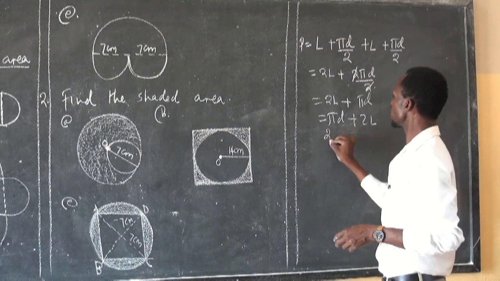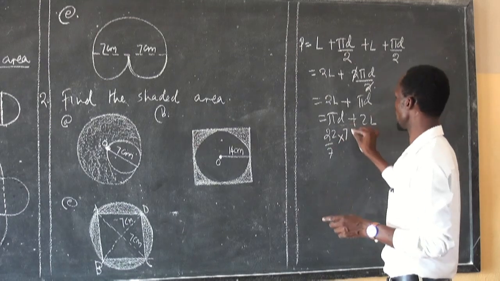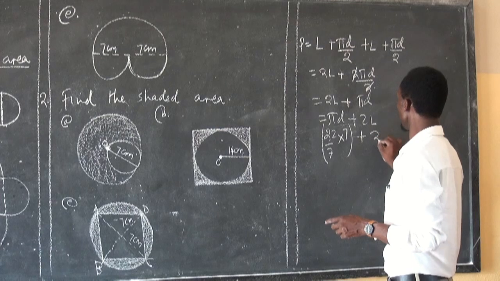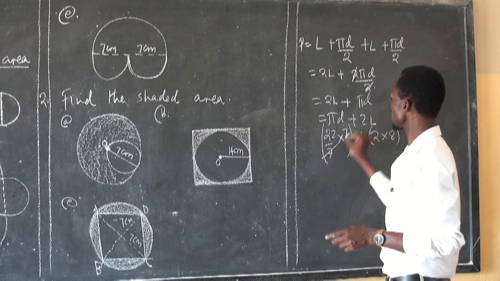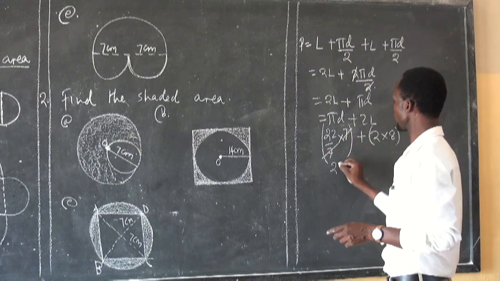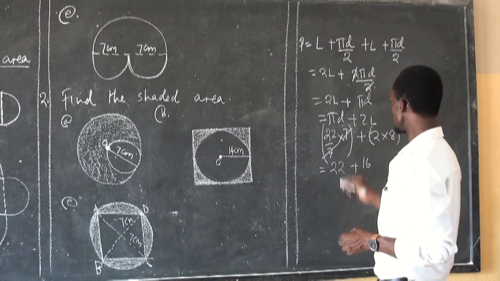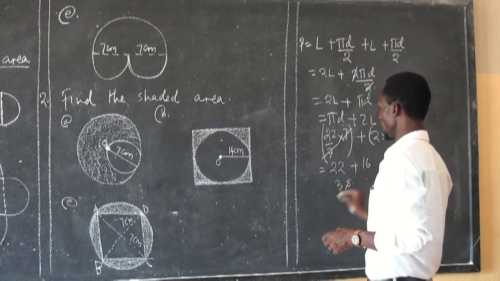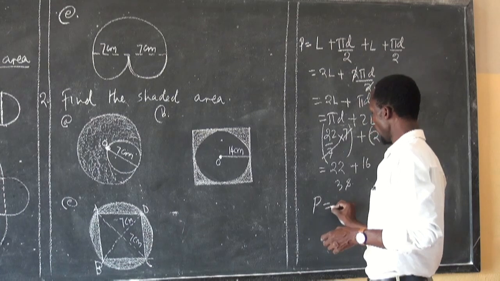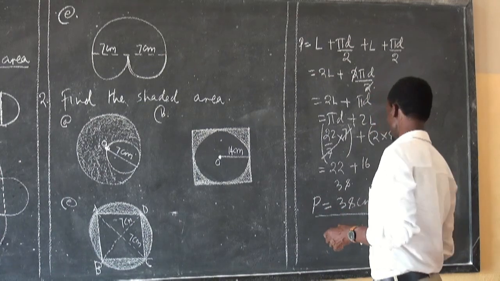Now pi is equal to 22 over 7 times d, which is equal to 7. Then plus 2 l, length now is 8. Now this cancels. Then you have 22 plus this is 16. That is how, now this plus this one, we get 38. Therefore we say perimeter is equal now to 38 centimeters. This is what we have.